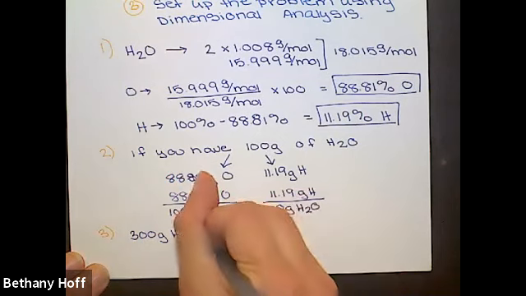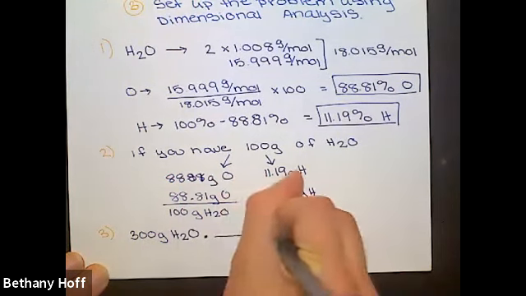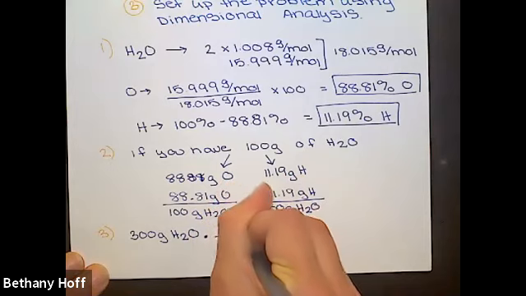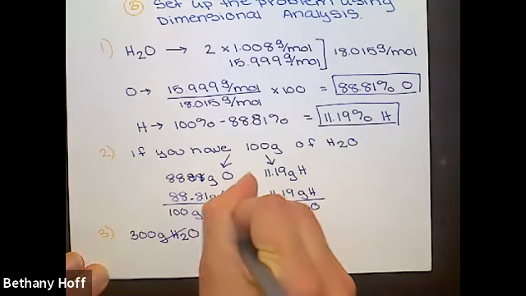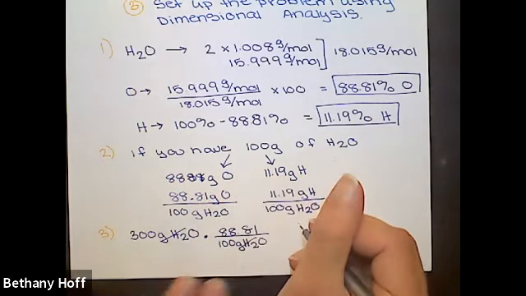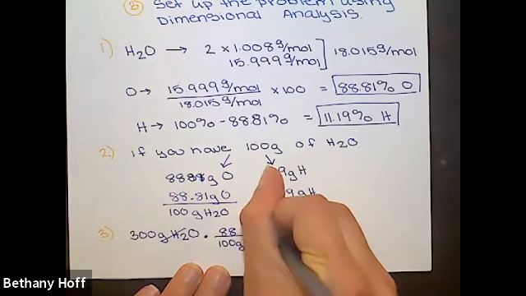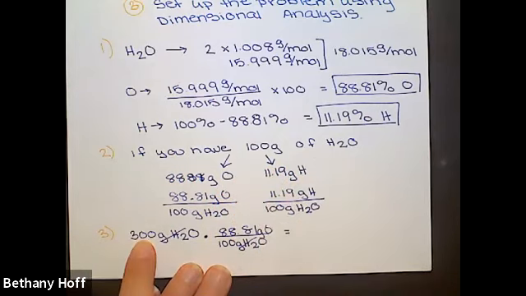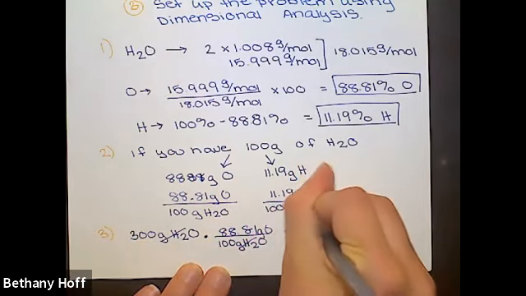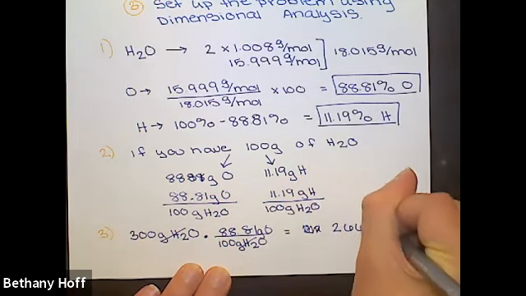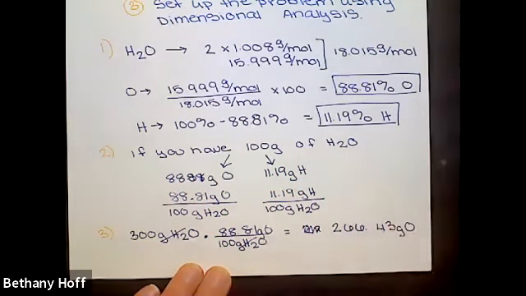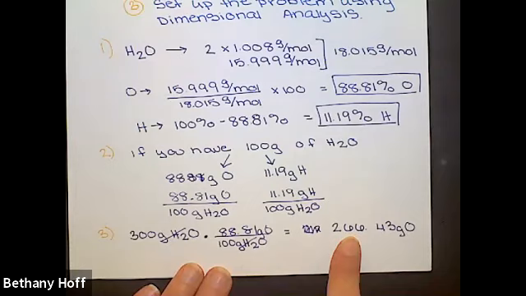Now, if we start with oxygen, I can set up my conversion factor, and I could say 100 grams of water. It's going on the bottom because remember, these are going to cancel out, and 88.81 on top. So we're going to have grams of oxygen. This tells me that in my 300 grams, if I multiply by 88.81 and divide by 100, I'm going to get 266.43 grams of oxygen. And so that's how much oxygen makes up the 300 grams of water that is in that cup.